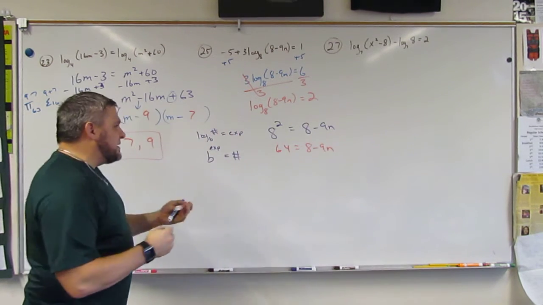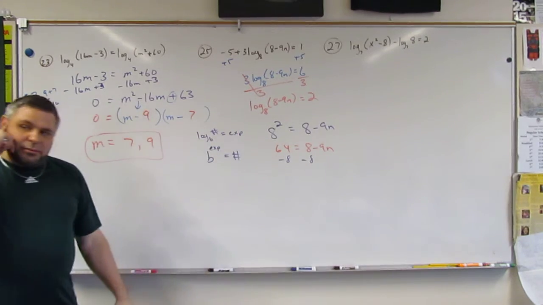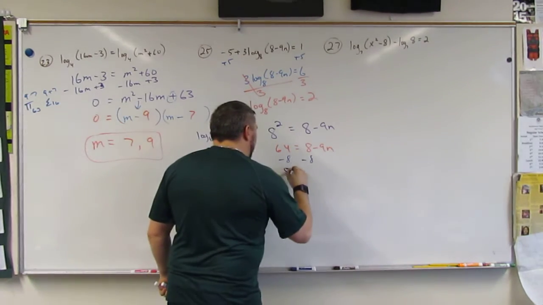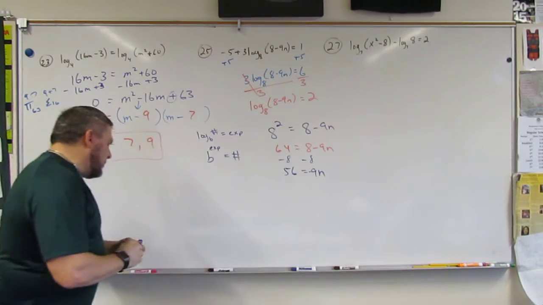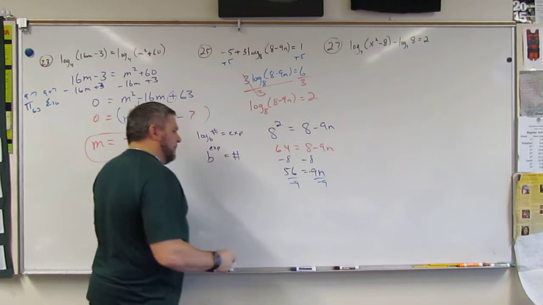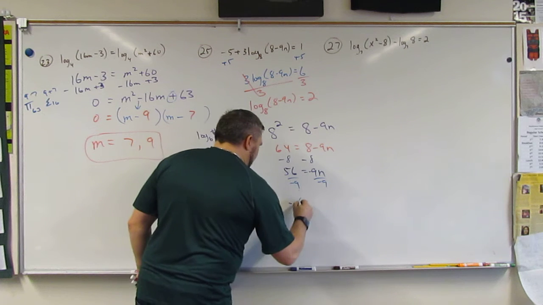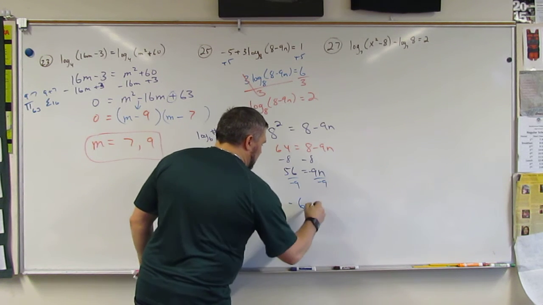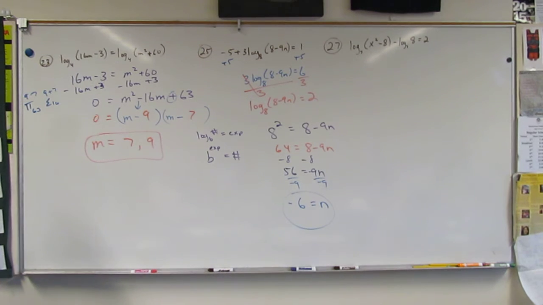Subtract 8. What do you get? 56 equals negative 9n. Divide by negative 9. What do you get? 6.2. Isn't it negative 6? Negative 6.2.